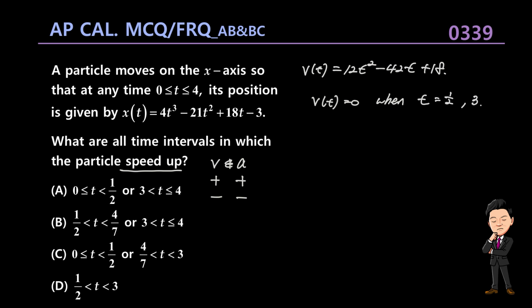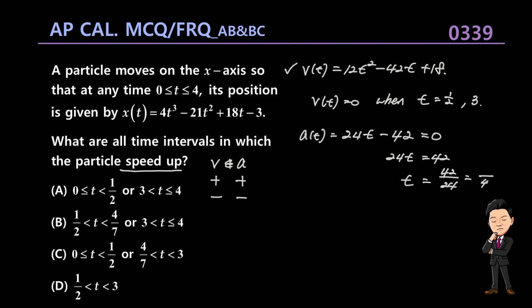Now let's find the acceleration. Acceleration is the derivative of a velocity, so we're going to differentiate this function right here. That's 24t minus 42, and set that equal to 0. Acceleration is equal to 0 when 24t is equal to 42, so t is equal to 42 over 24. That's 6 times 7 over 6 times 4, which is 7 over 4.